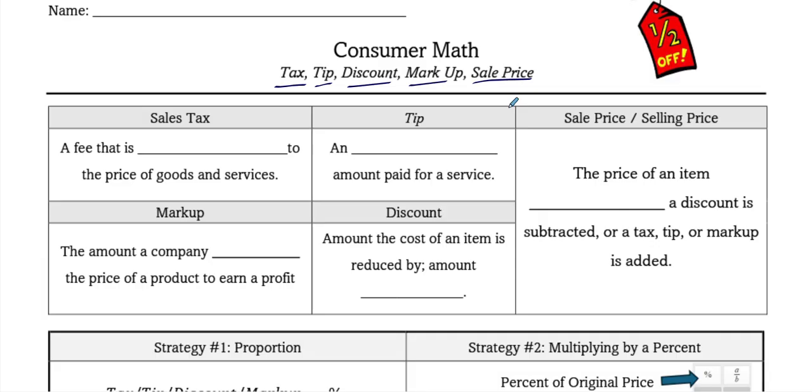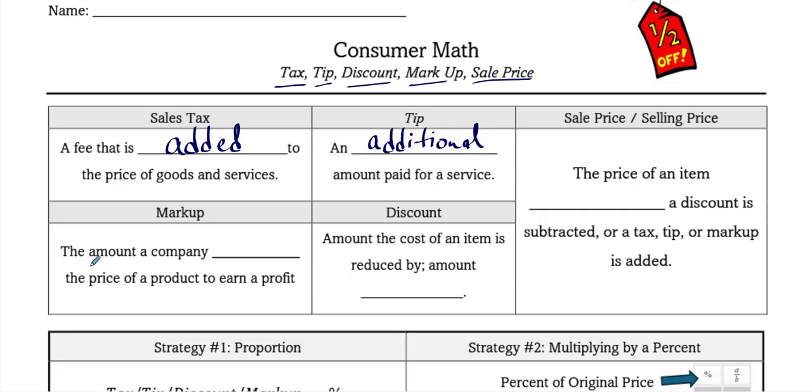Sales tax is a fee that is added to the price of goods or services. So on top of whatever you have to pay for, you add in sales tax. Tip is kind of the same, except it's paid for good service. So it's an additional amount paid for service. That's paid directly to a person because they did good work for you. Either way, you're adding that amount.